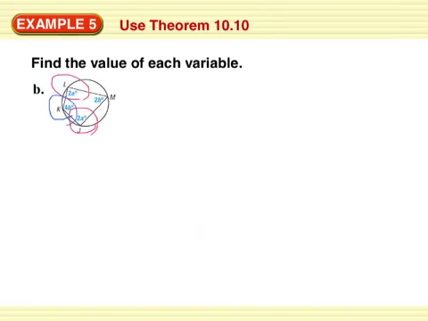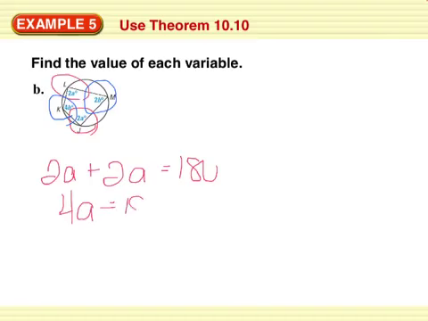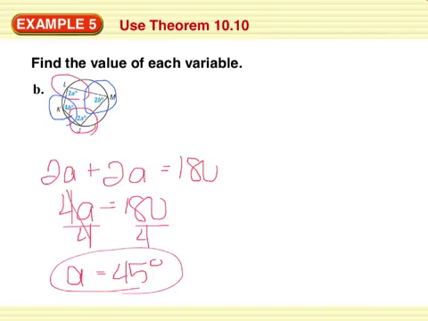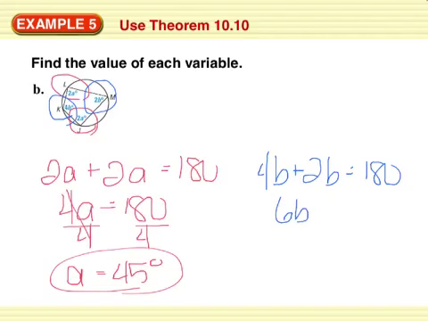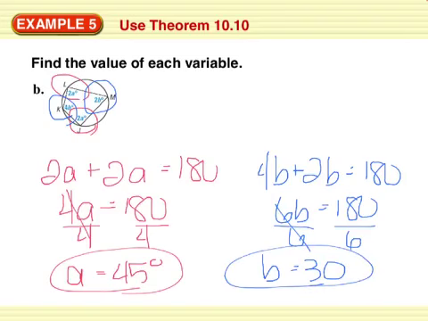Okay, find your opposite angles and set up an algebra problem. 2a plus 2a equals 180. 4a equals 180. a equals 45. Or 4b plus 2b. 4b plus 2b equals 6b. Divide by 6. Pretty simple.